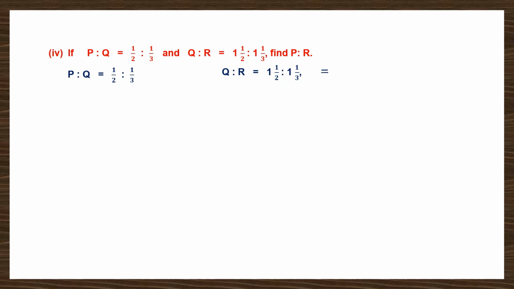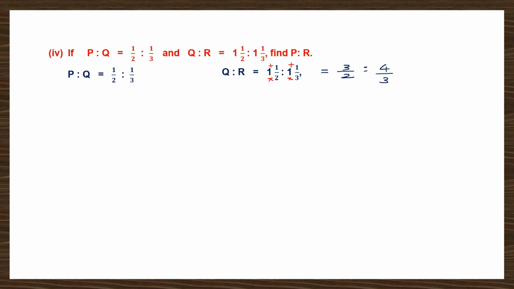So 2 1s are 2 plus 1 is 3. So that becomes 3 by 2. 3 1s are 3 plus 1 is 4. So that becomes 4 by 3. So now we have simplified.